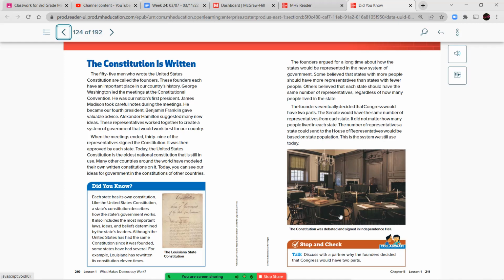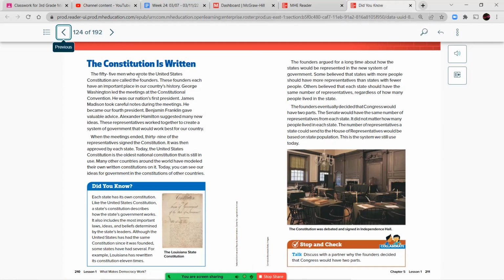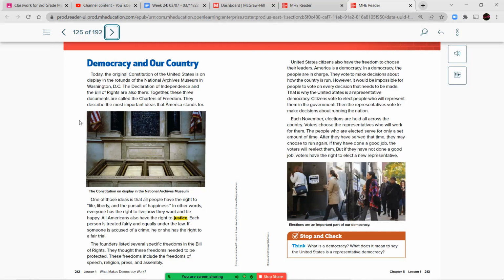So what you can add to that second part of our graphic organizer is you can add some of the names of the people that were involved. So we talked about George Washington, Benjamin Franklin, James Madison, and Alexander Hamilton. And you can add that to the details we had just talked about a little while ago. Let's go ahead and move on to our next pages, democracy and our country.